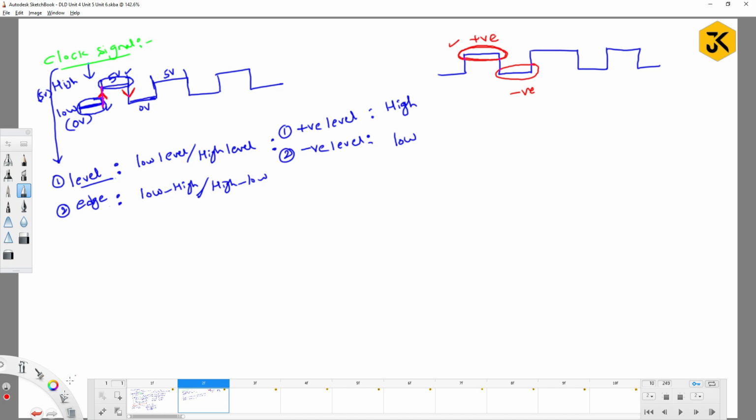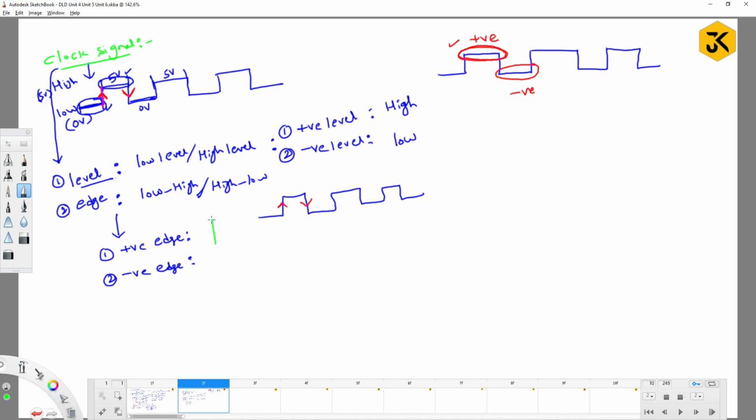Next, coming to edge clock signals, they are also classified into two types: positive edge clock signals and negative edge clock signals. Positive edge clock signal means when it changes from low level to high level, your input is going to change. This one I can call a positive edge clock signal. If your input is going to change from high level to low level, then I can call it a negative edge clock signal.